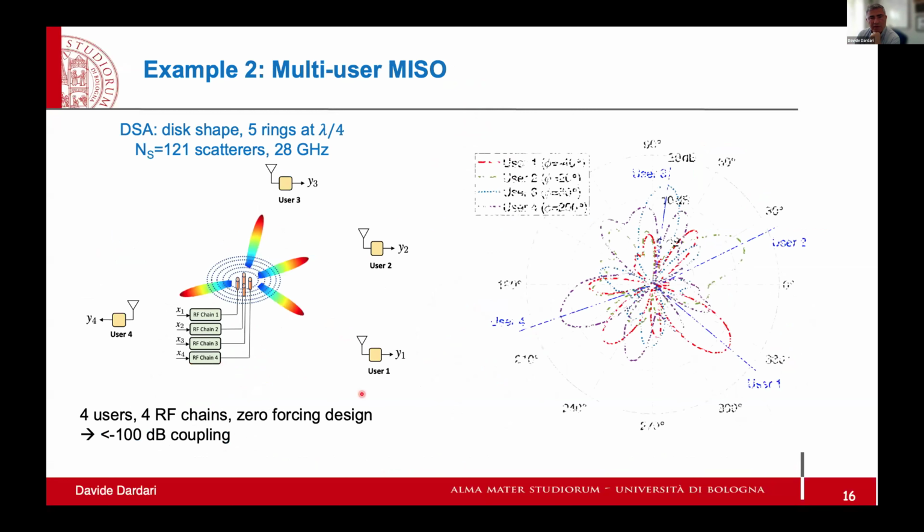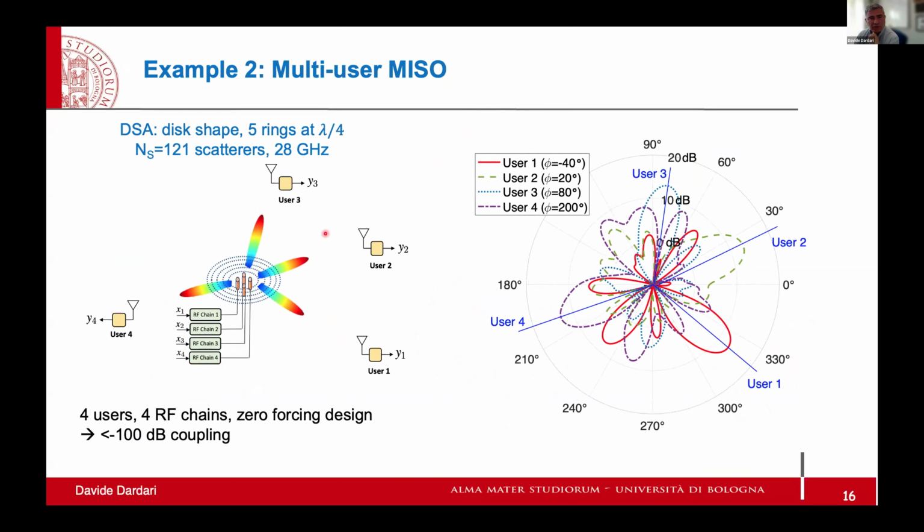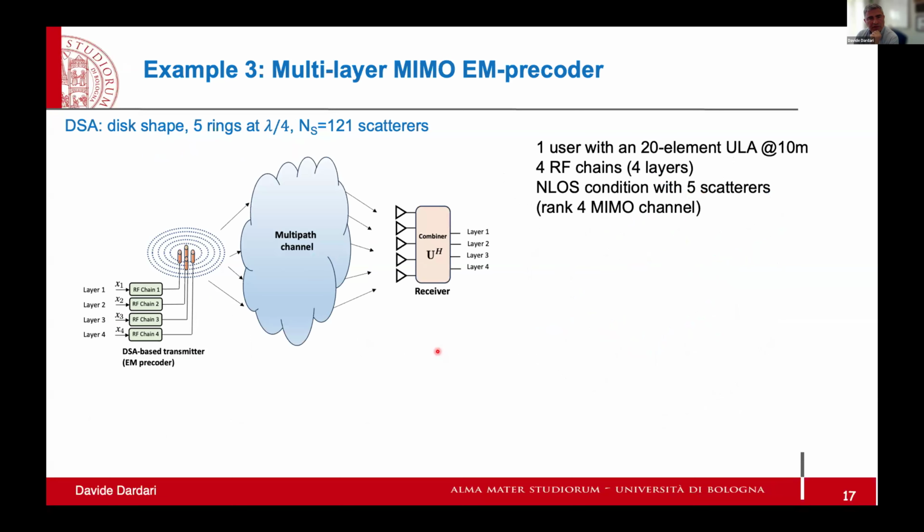I skipped the second example due to the lack of time, but just to show that here we can have a multifunctional structure, with different parallel beamforming to different users, using zero forcing. So basically we can associate a different radiation diagram in parallel to 4 users using the same structure. Let me just focus on the last example in which we have the same simple disc shape DSA.